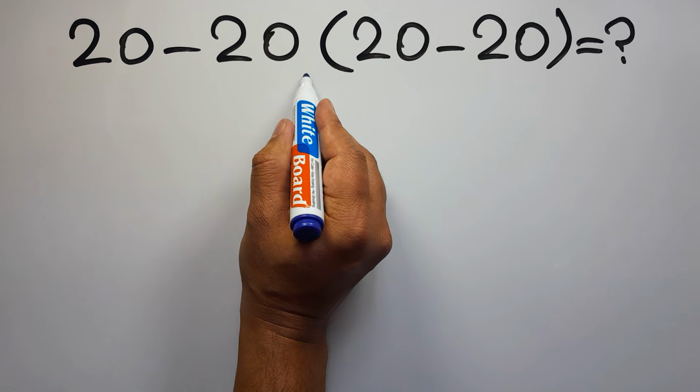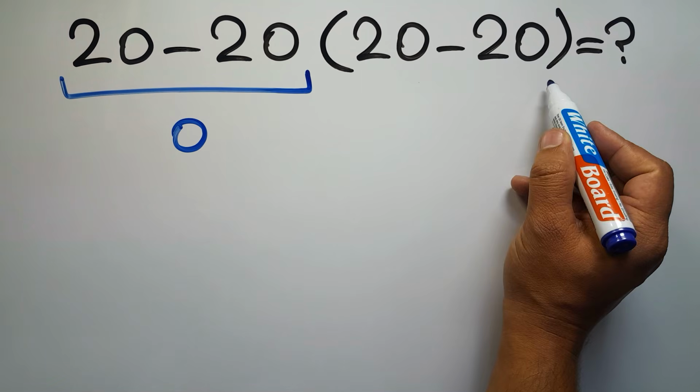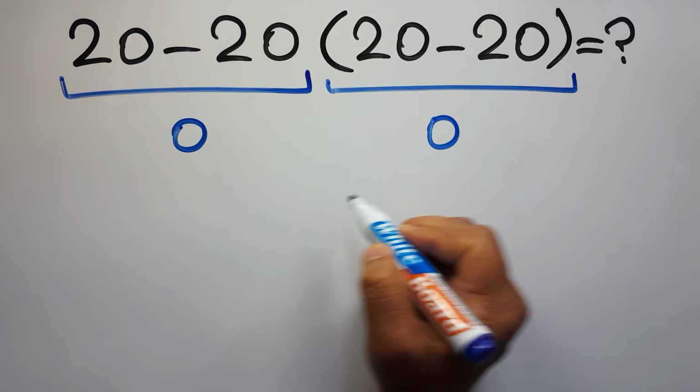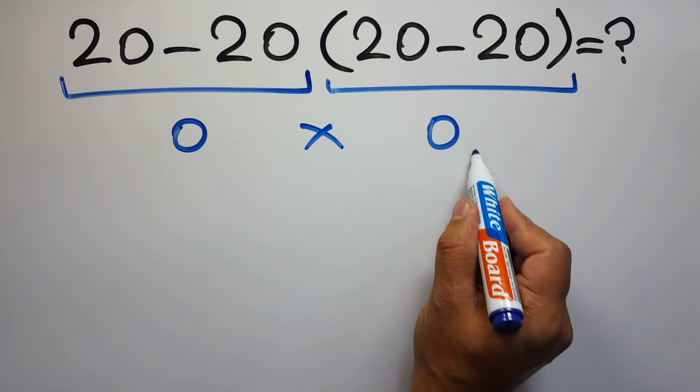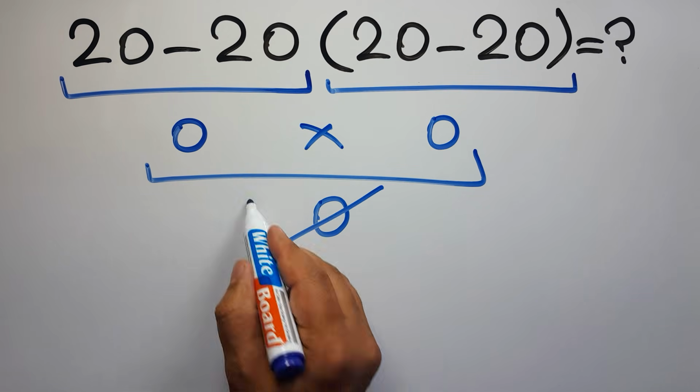20 minus 20 gives us 0. And again here inside this parentheses, we have 20 minus 20. So 0 times 0 is just 0. But this answer is not correct.